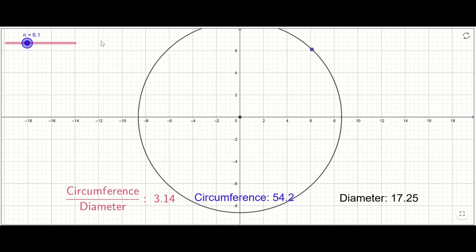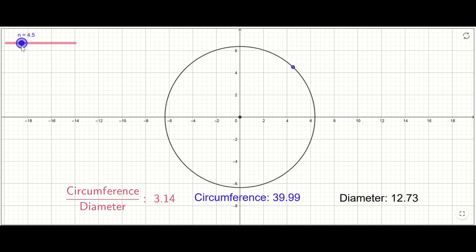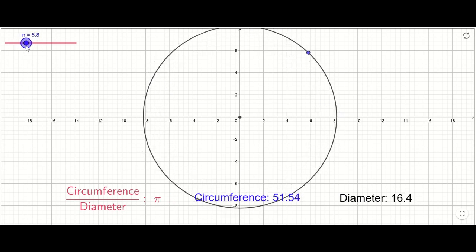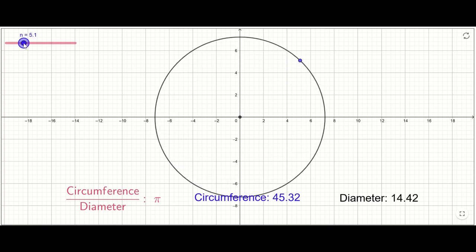Friends, you all are aware of pi. You did it in 7th standard. So, here I'm having a circle, and if I increase the circumference of the circle, the diameter is also increasing. And if I decrease the circumference, the diameter is also decreasing. And every time the ratio of circumference to diameter is 3.14, which is approximately equal to pi, a constant.